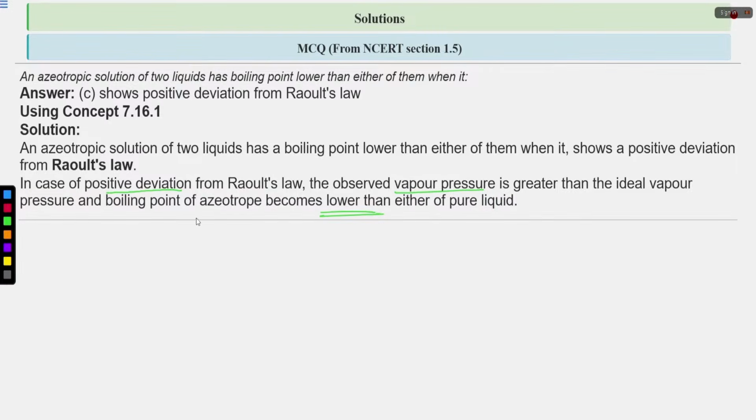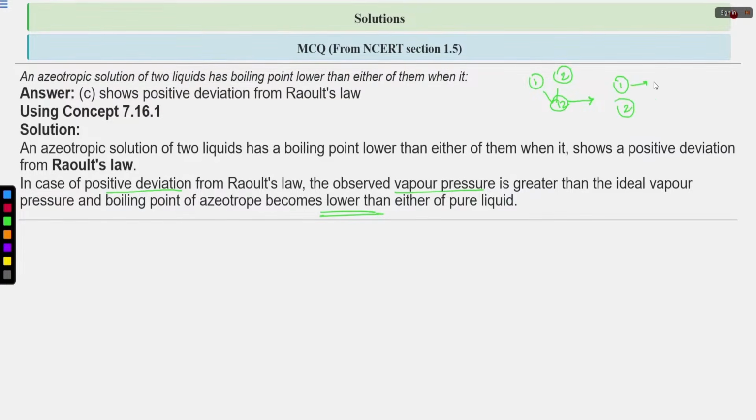In simple words, if we have an azeotrope solution, that means we have two liquids, first and second, which we are mixing together. When they mix and become a mixture, this mixture has some vapor pressure. Now the vapor pressure will be greater than the ideal vapor pressure which you derive from the Raoult's law, which is considered as positive deviation from the Raoult's law. Now what will it cause? It will cause the boiling point to decrease, compared to either one of the two liquids.